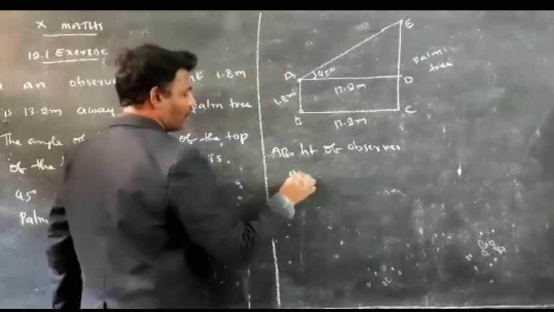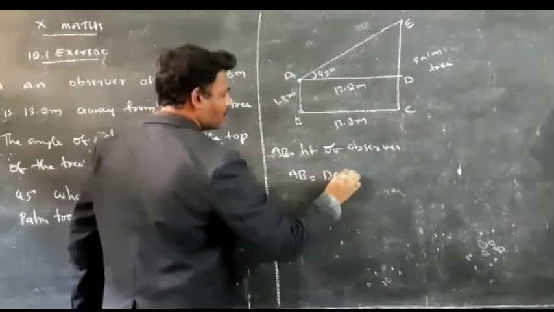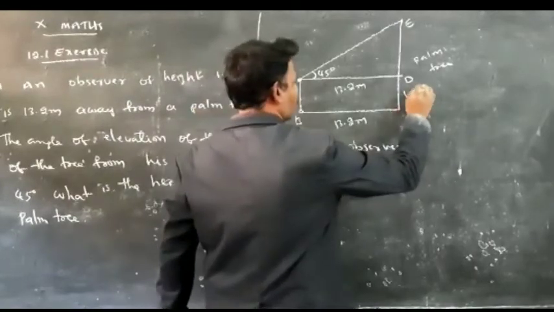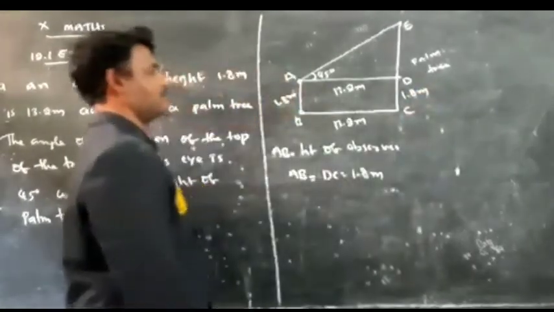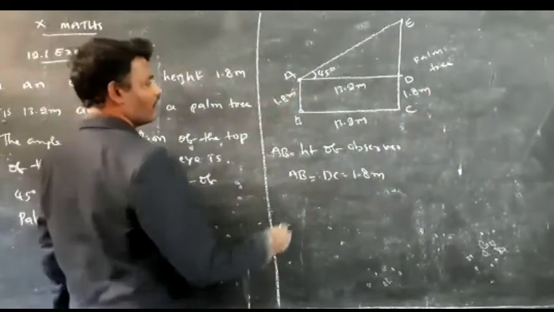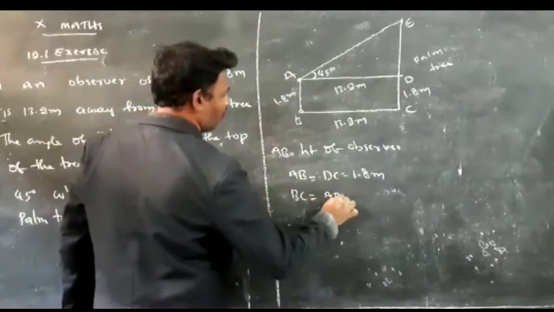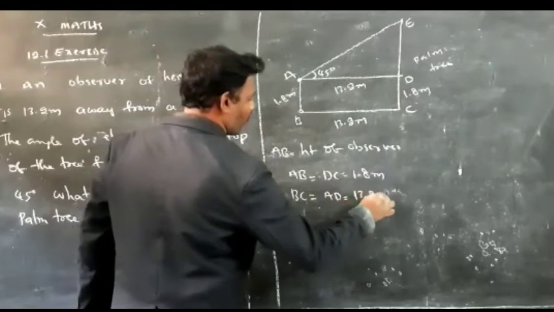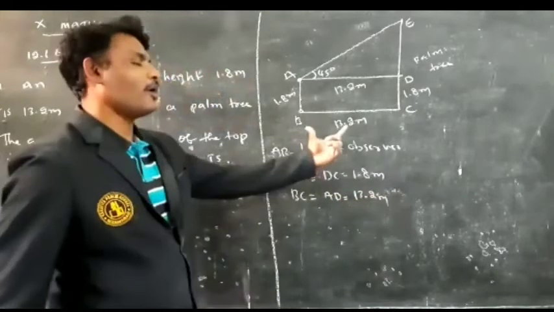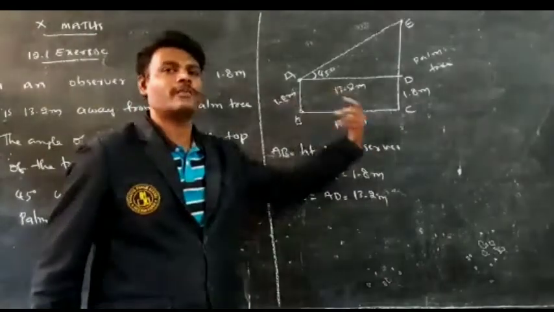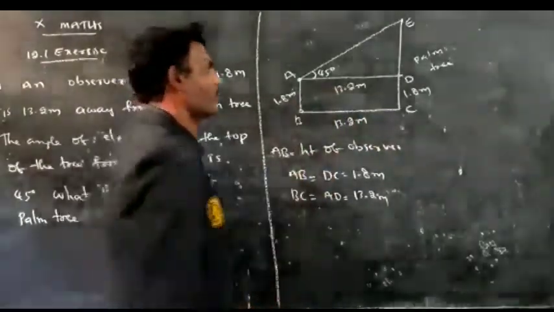It means AB is equal to DC is equal to 1.8 meters. Next, what about the BC? BC is equal to AD is equal to 13.2 meters. 13.2 means the observer is 13.2 meters away from the foot of the palm tree.